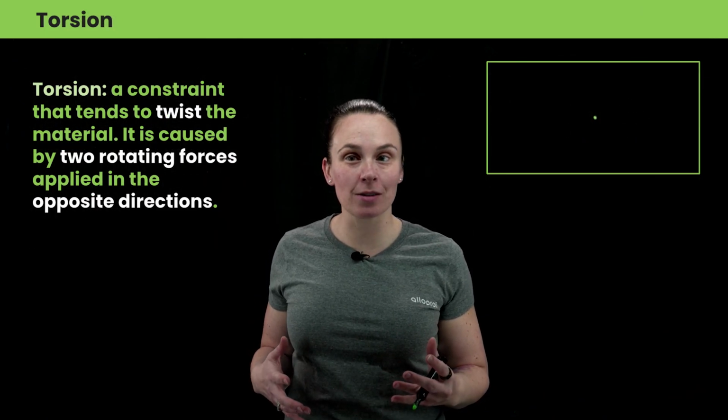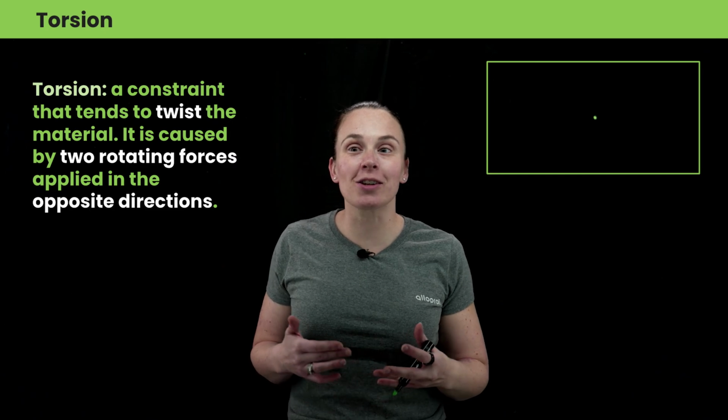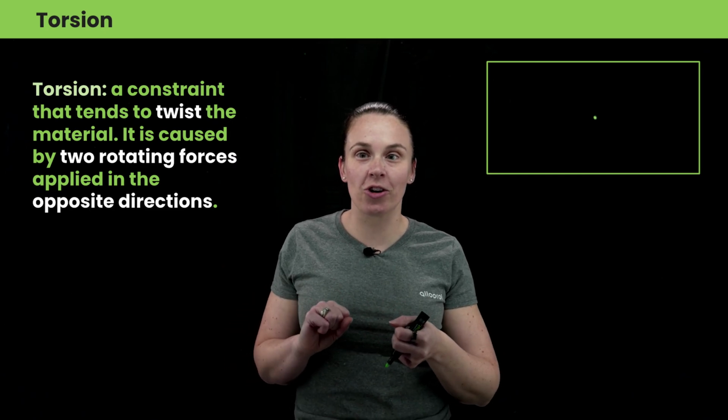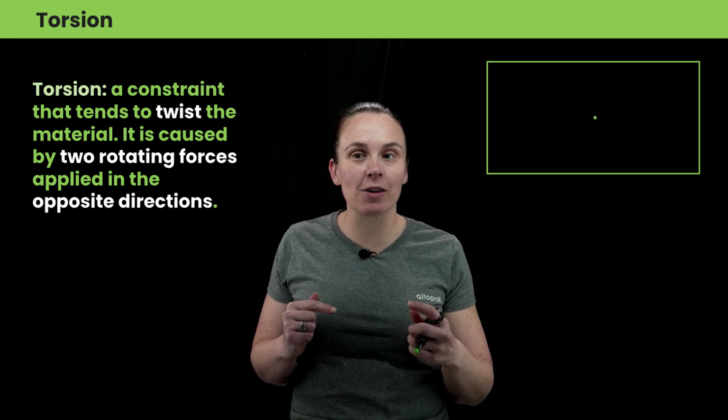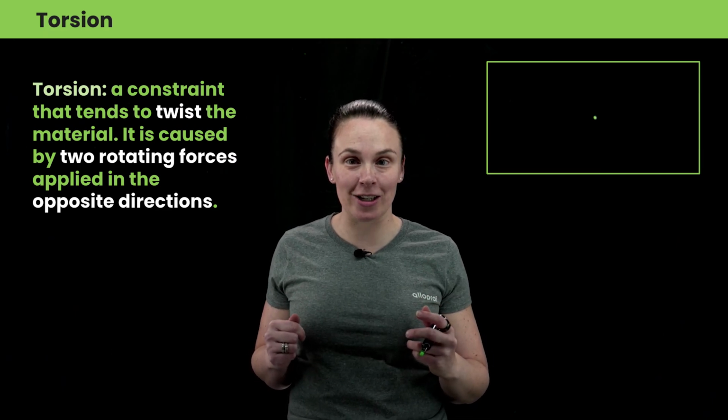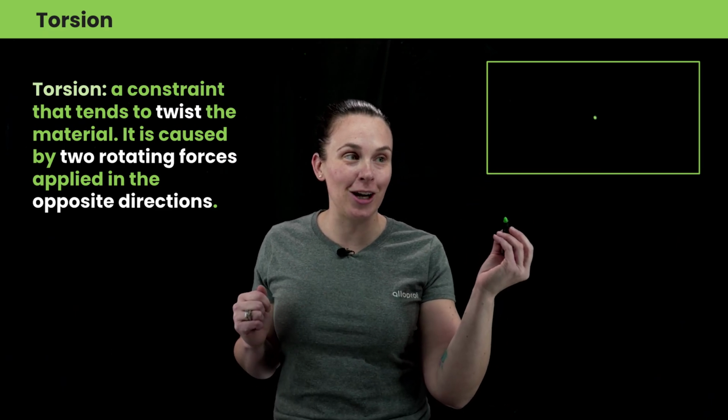Our next constraint is called torsion. Torsion is a constraint that tends to twist the material. It is caused by two rotating forces applied in the opposite directions. So if I go to my box over here, I'll show you how we draw it.